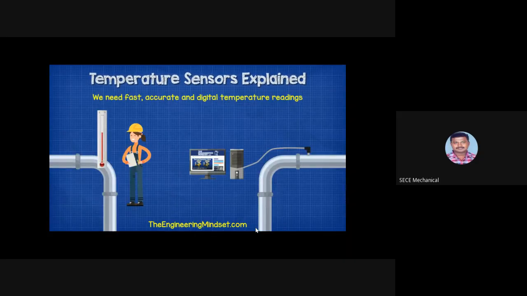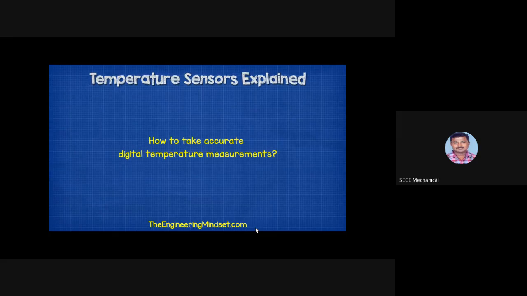So we need a fast and accurate way to take digital temperature readings, which will allow computers and controllers to accurately monitor and autonomously control systems. So how can we take accurate digital temperature measurements? The oldest way to do this is to use a thermocouple.